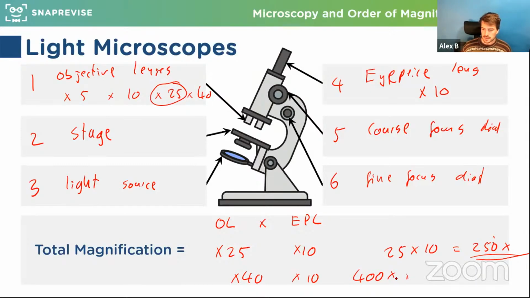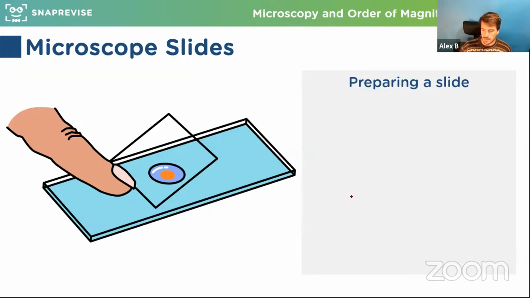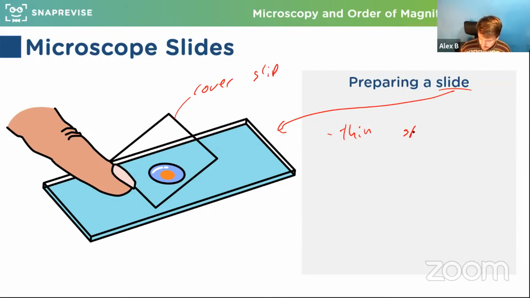Nice. So let's look at how we prepare a specimen. So we said it has to be very, very thin. Otherwise, the light can't pass through it. So we generally take our specimen, we put it on a microscope slide. So this is a slide. This is a cover slip. So we take a thin specimen on slide. We add stain.